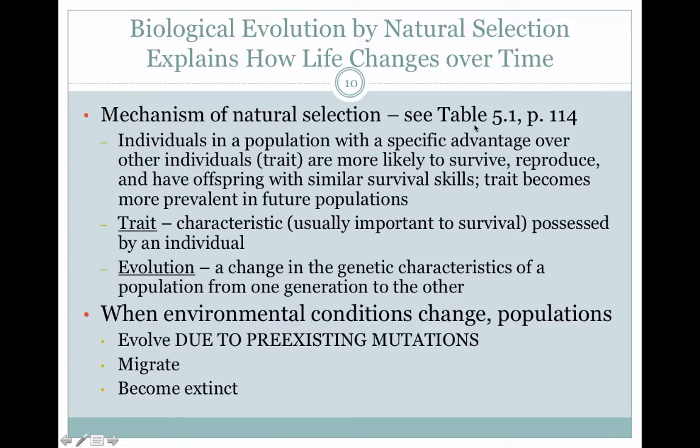Alright, so I'm not going to read this table to you, but you really need to know what's there. More things that will help you understand this: individuals in a population with a specific advantage over other individuals, which is referring to a trait, are more likely to survive, reproduce, and have offspring with that similar trait. The trait becomes more prevalent in future populations. Remember again, evolution happens to a population. A trait is contained in an individual.